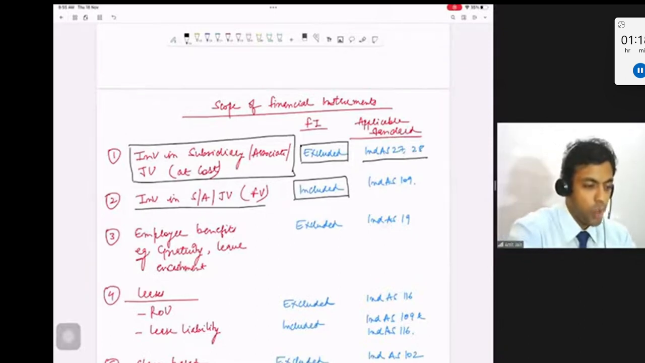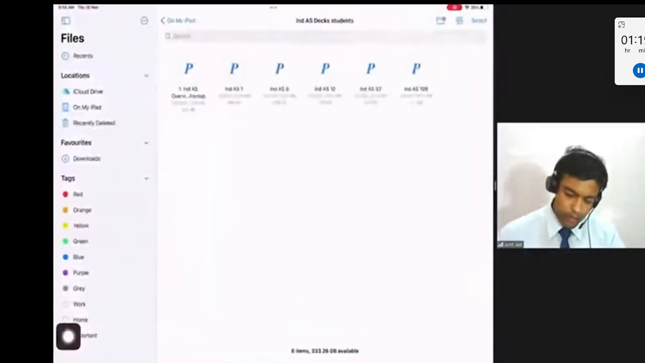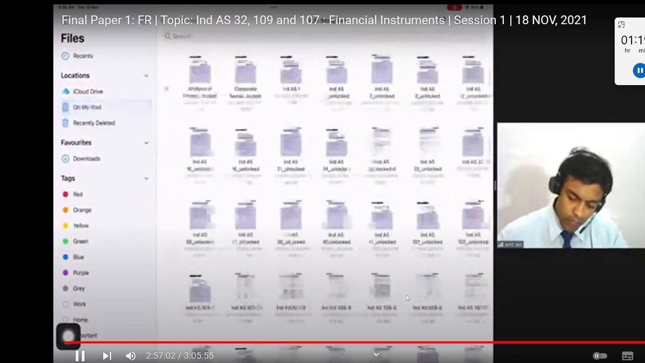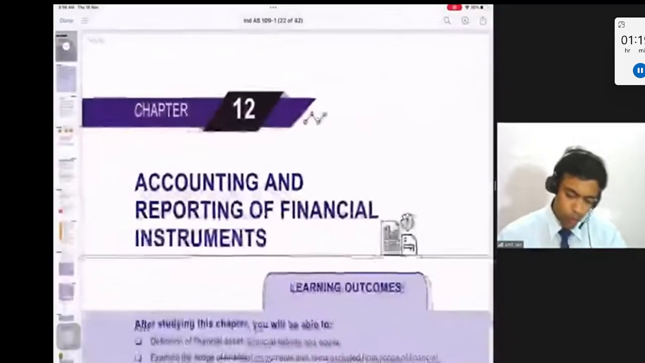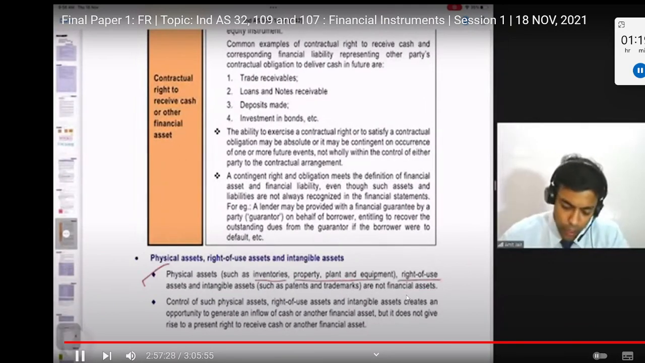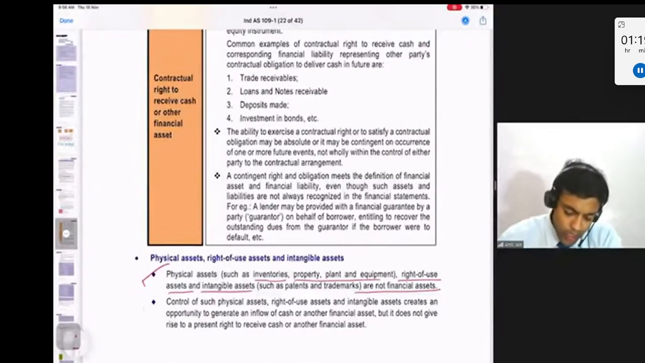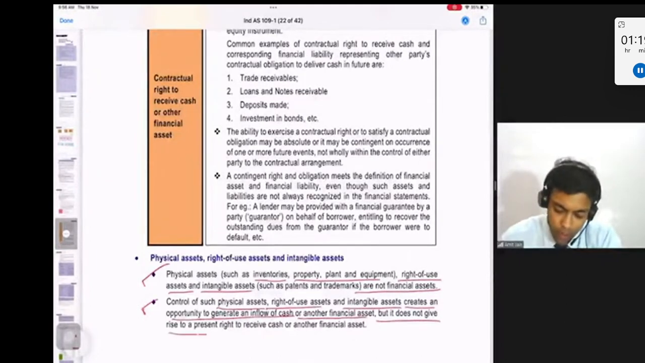And you are asking about page 12.7, starting with the control. Let me open the document. Study material of ICAI, Ind AS 109, page 12.7. Not financial assets: inventory, property, plant and equipment, right of use assets, intangibles are not financial assets. I'm not sure what the confusion is here. It is very clear. The second point is control of such physical assets, right of use assets, intangible assets creates an opportunity to generate an inflow of cash in another financial asset, but it does not give rise to a present right to receive cash.